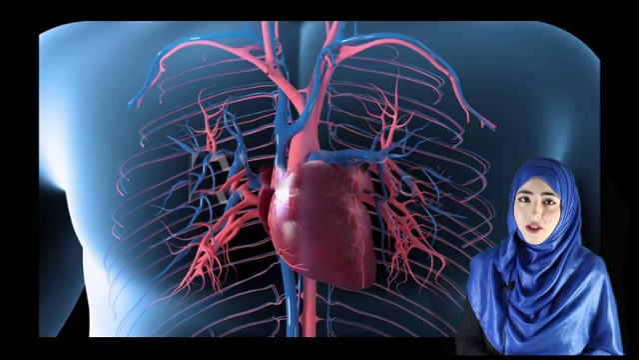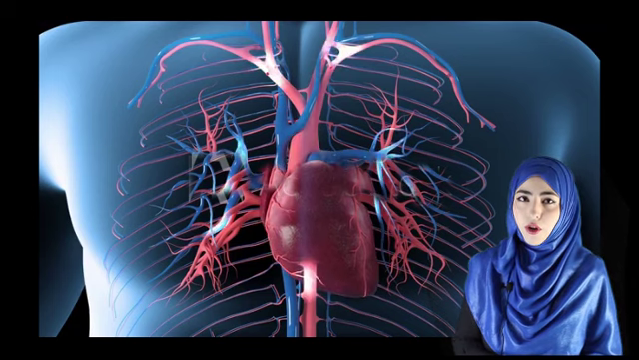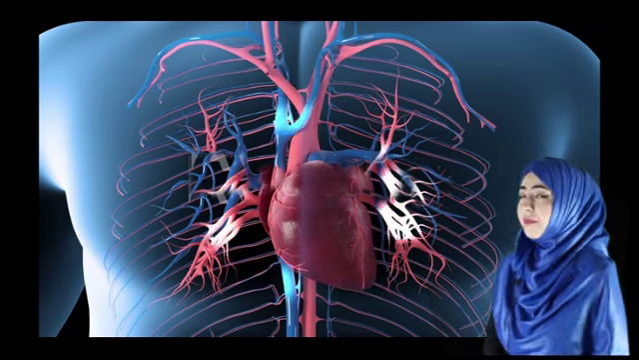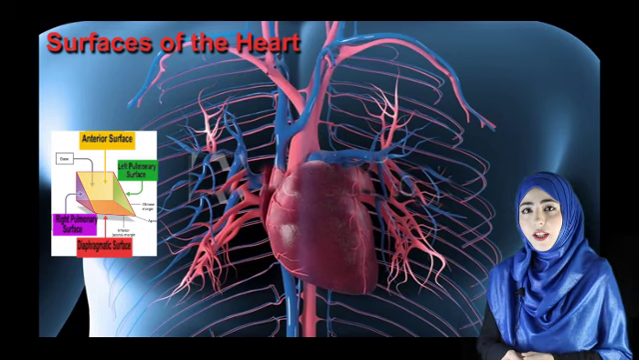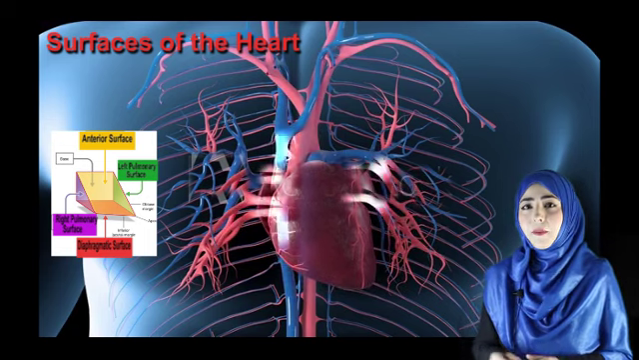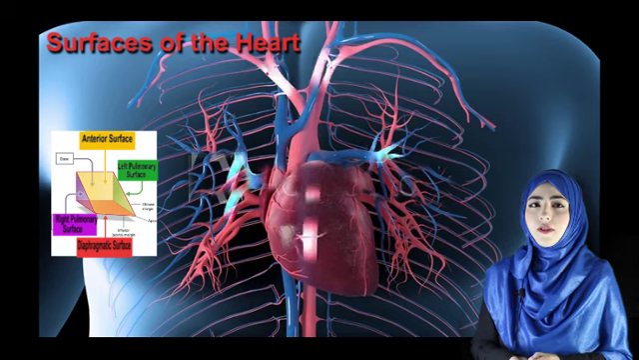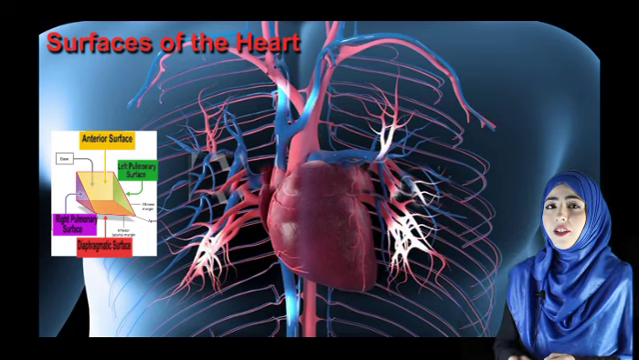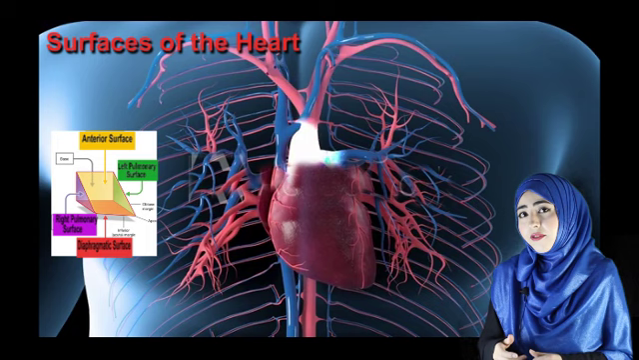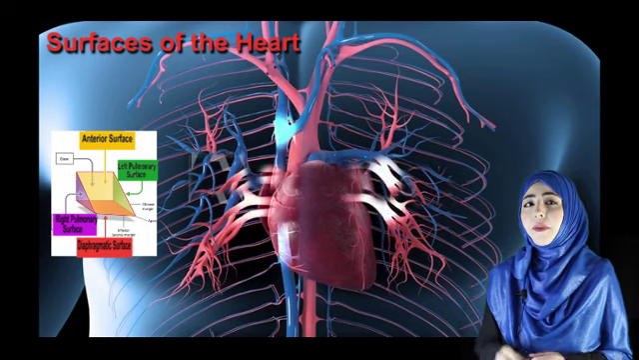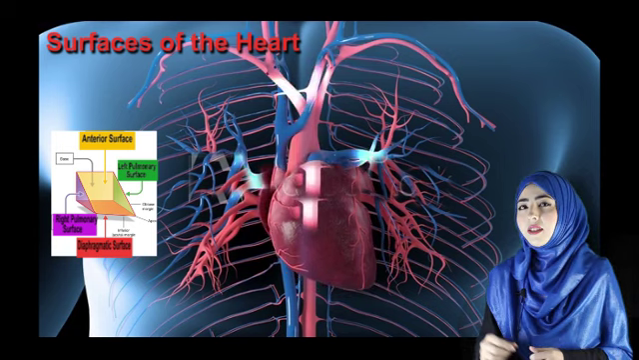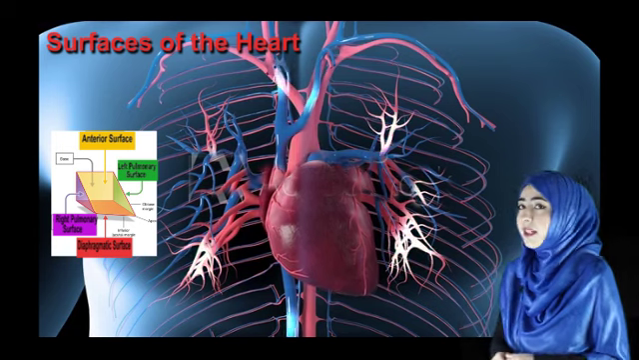This is Dr. Hajira and today I am going to talk about the heart. The heart consists of four surfaces. The anterior surface, which is named the sternocostal surface, is formed mainly by the right ventricle. The diaphragmatic or inferior surface is formed mainly by the left ventricle and partly by the right ventricle.